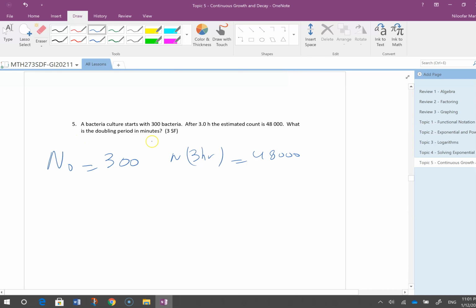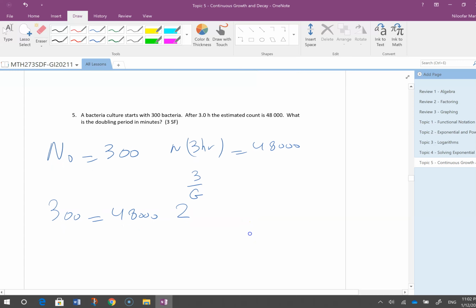Okay, so doubling period. See, I don't hear anything about k, so I go by 2 power. Doubling means 2 power positive. Okay, so 300 equals 48,000 times 2 power 3 over G, right? Yes, I am looking for G. I have 3. Yes. Okay, so 3 is T. Then you find the answer G.